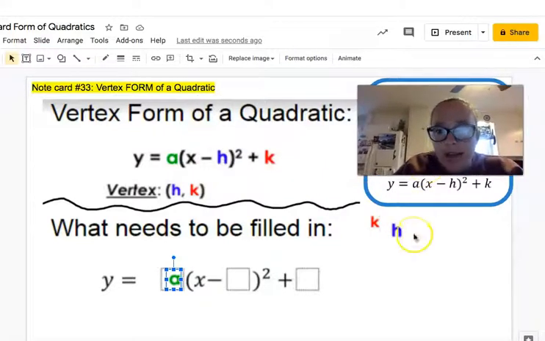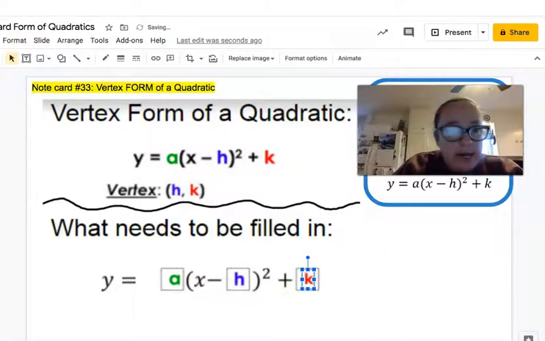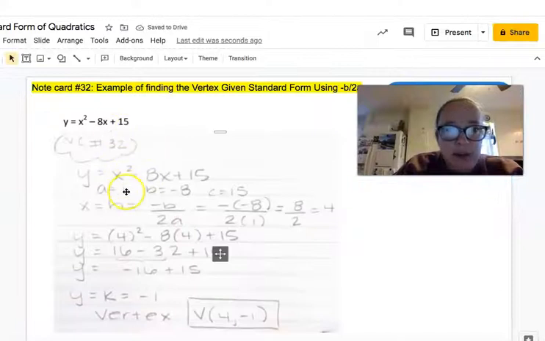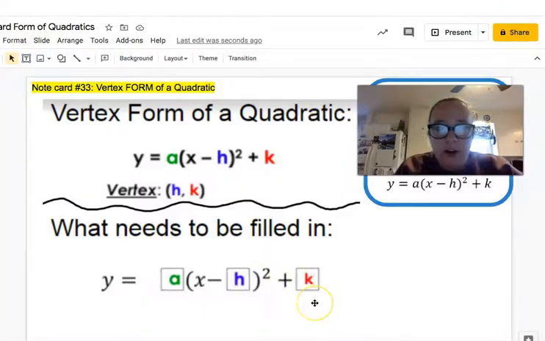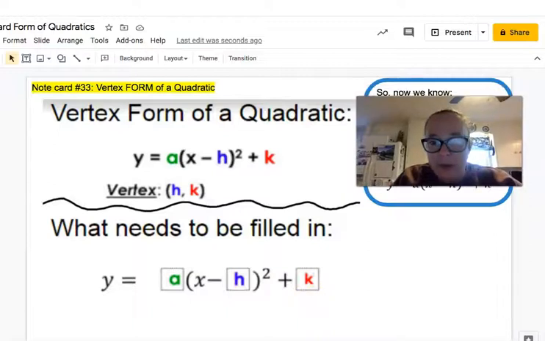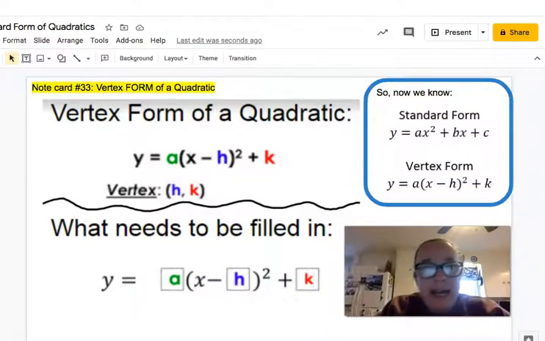So once we find H and K, using the method that we did in note card 32, we then simply just put those values right here. So we could take this one and we could simply write it in vertex form. A is 1, H is 4, and K is negative 1. So I could write it in vertex form that easy, okay? So pause me and finish up note card 33.